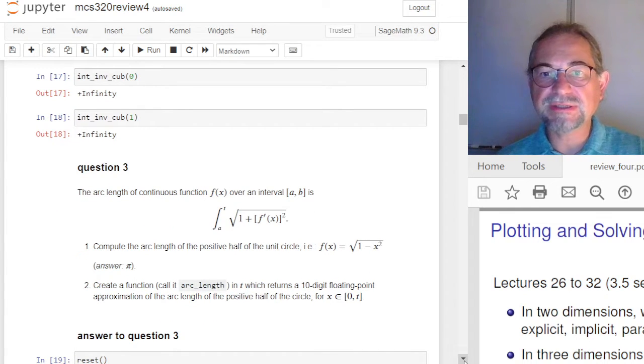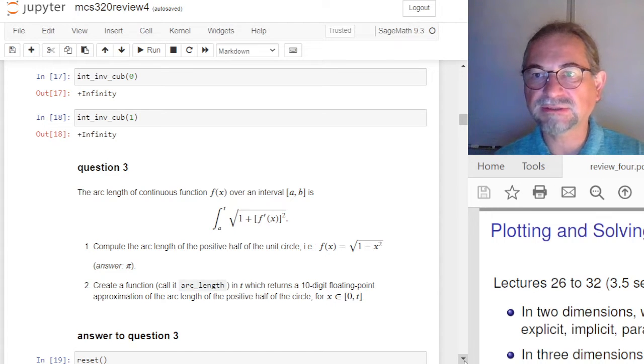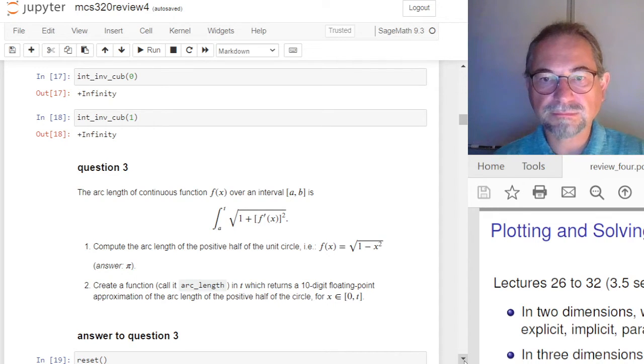Okay, so question 3 is similar in nature, where we are looking at an integral, but the important variable is the upper limit. So we are defining the arc length, and the formula is given here. So for any function, it is the integral of the square root of 1 plus the square of the derivative.